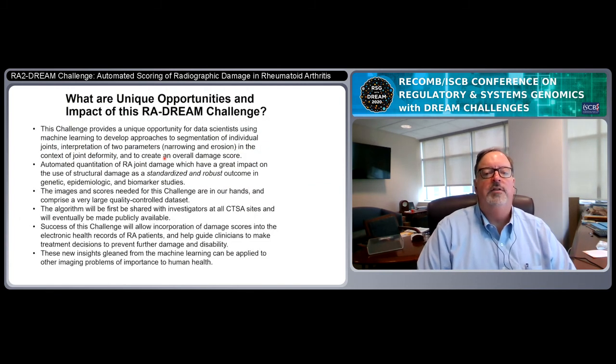So what was unique about this DREAM challenge? It provided data scientists the chance to use machine learning to develop an approach to segmenting individual joints, to interpret 2 parameters, narrowing and erosion, in the context of joint deformity, and to create an overall damage score. The automated quantitation of this damage would have a great impact on the use of structural damage in research studies, such as those studying genetics or epidemiology or biomarkers, but then also for the clinical aspects, which I'll talk about in a second.